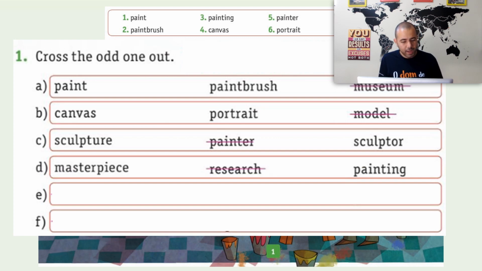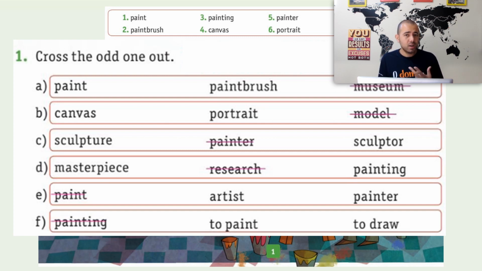Masterpiece, research, and painting. So what's different here? The different one is research, so masterpiece and painting, because we can have a painting as being a masterpiece. And research is a little bit different from this group here. Paint, artist, and painter. Paint is out. I don't know why, but the book gives this word as out of the group. Painting, paint, and draw. Painting is out of the group now. Let's continue with more exercises.